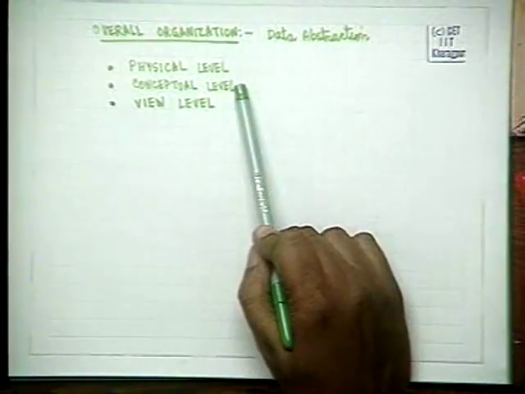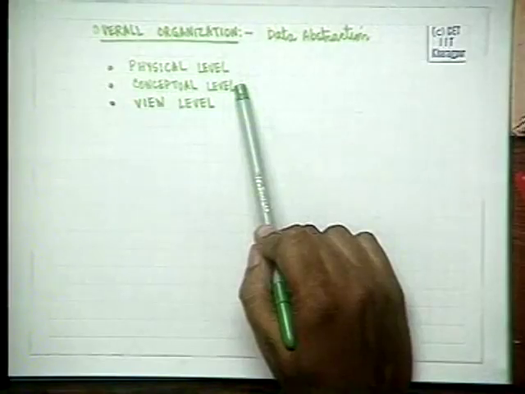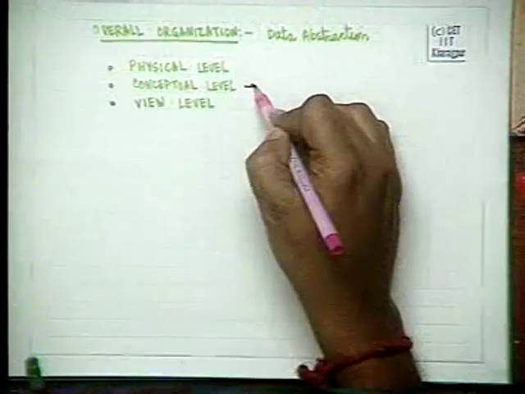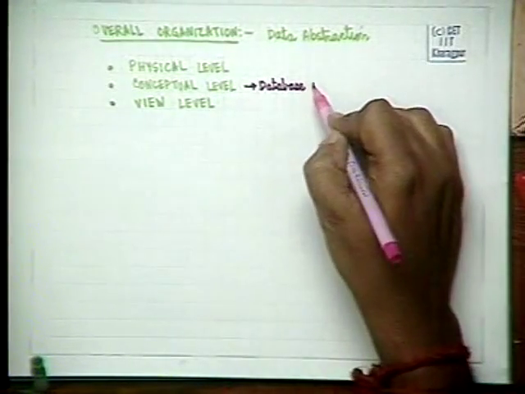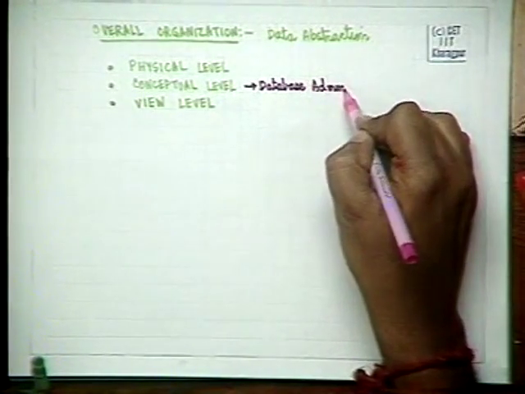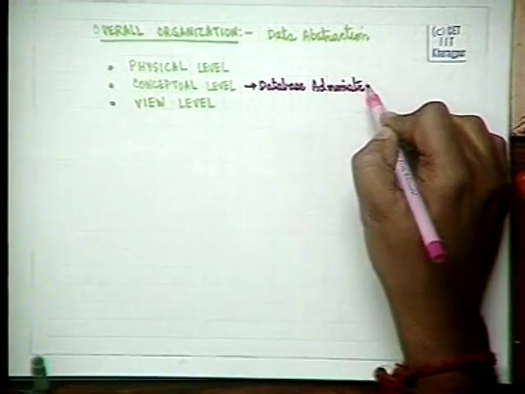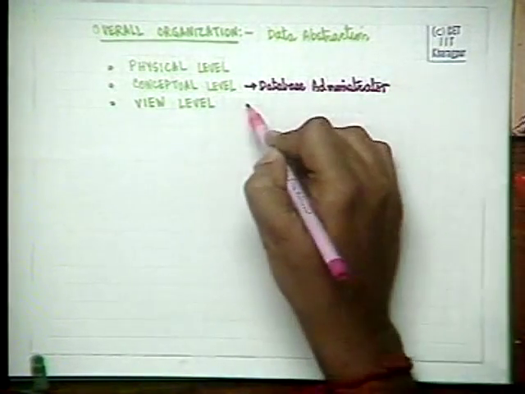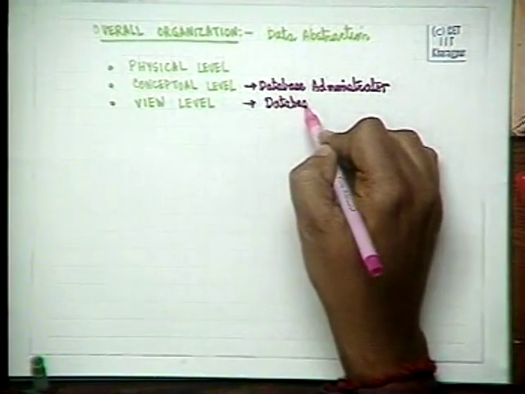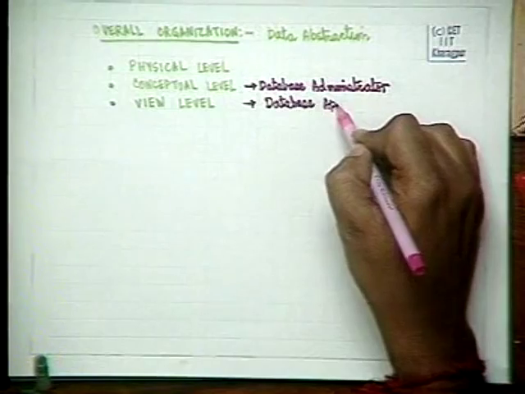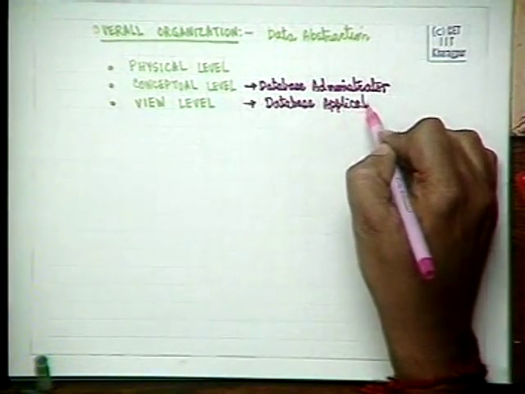This is the view of the database designer, the person who designed the whole database. He knows what is there everywhere. This is the administrator, the designer. So this is the view of the database administrator. This is the view of the database users: application users. These are sophisticated users.